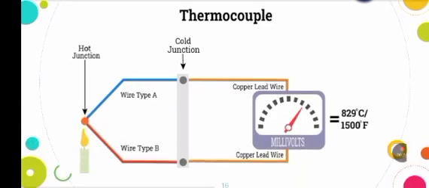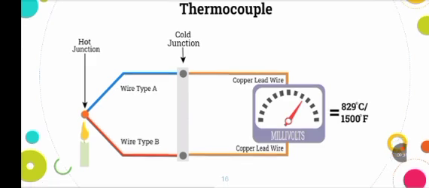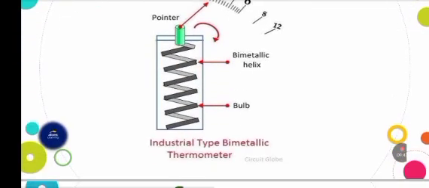And then this is the thermocouple diagram, which shows the hot junction and the junction at which the temperature is received, and the dial, the analog screen where the temperature reading is shown. Also, we have the industrial type bimetallic thermometer.